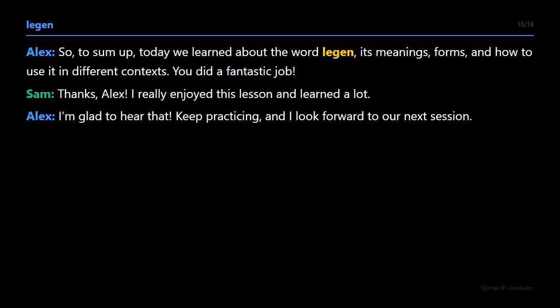So, to sum up, today we learned about the word legen, its meanings, forms, and how to use it in different contexts. You did a fantastic job.